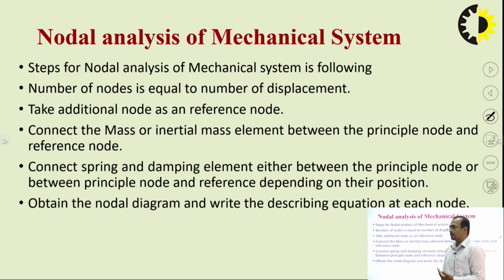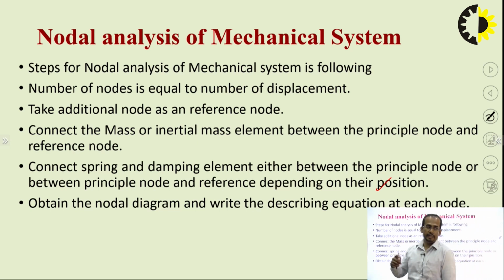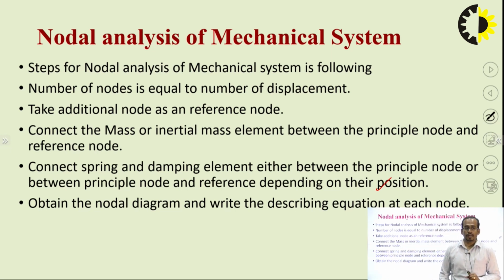After that, we will connect all the elements as they are in the network. We have to connect the spring and damping element either between principal nodes or between the principal node and the reference node, depending on their position. After these steps, we obtain the nodal diagram, and after that we write the differential equation at each node. After writing the differential equation at each node, we can draw the electrical network by using a simple method.